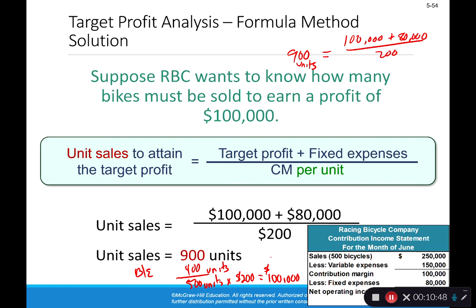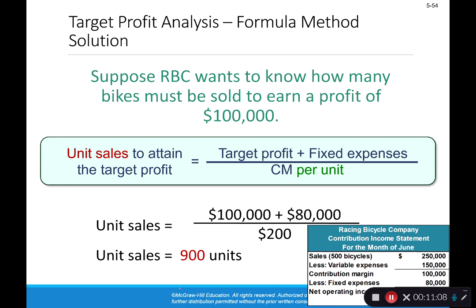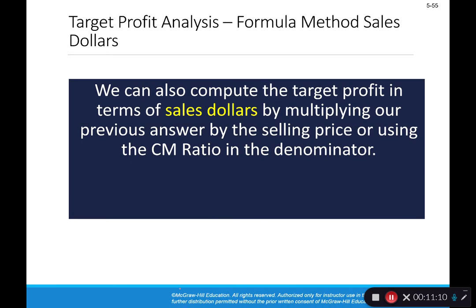So by selling those extra 500 units, that's the extras here. By selling the extra 500 units above break even, we generate an extra 100 grand in CM, which is also our profit. We can get the same answer in sales dollars by multiplying our previous answer by the selling price or using that CM ratio in the denominator.